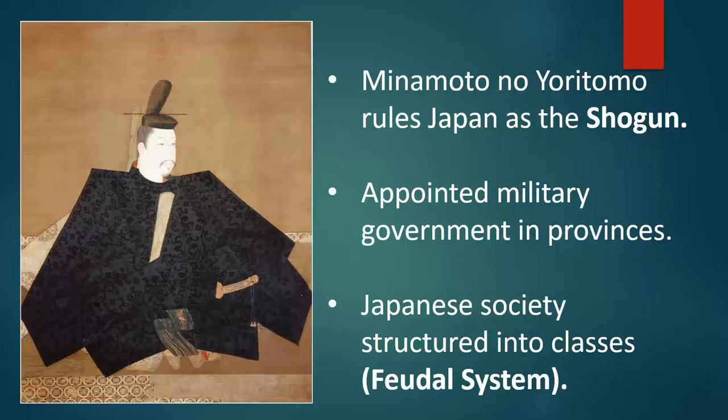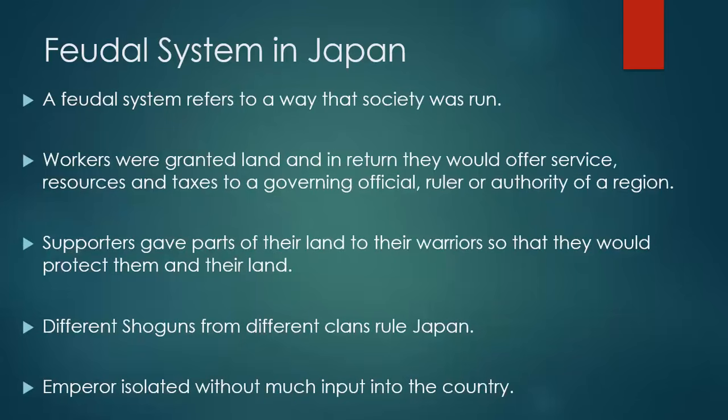At this point in Japan's history, a system called the feudal system became the way in which society operated. The feudal system just refers to the way that the society was run. In this social system, workers were granted land. In return, they would offer services, resources, and taxes to the governing official, ruler, or authority of that region. This is what happened in Japan during this time.